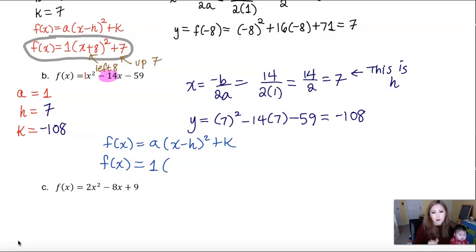You don't have to write the coefficient of 1. And then we have x minus h. X minus 7, close the parenthesis and square it. And then I need to do plus k, but notice k is negative. So I'm going to go ahead and just say minus 108.